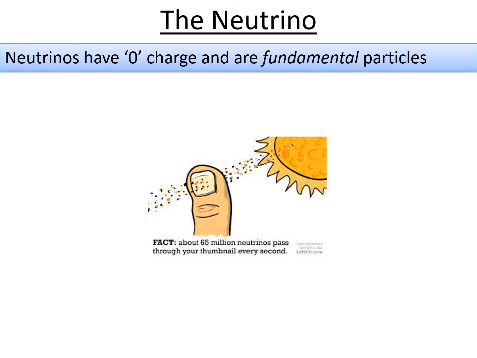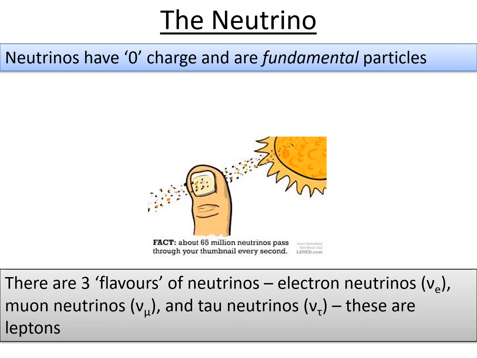Now, neutrinos, as you know, have zero charge and they're a fundamental particle. I hope you remember what that means. And one of the key facts about neutrinos is that they're very, very boring. They don't like to interact with anything because they have zero charge. And we reckon there's about 65 million neutrinos pass through your thumbnail every second. And these are neutrinos coming from the sun.